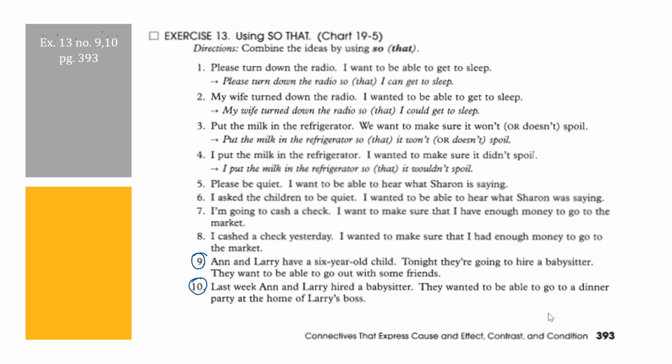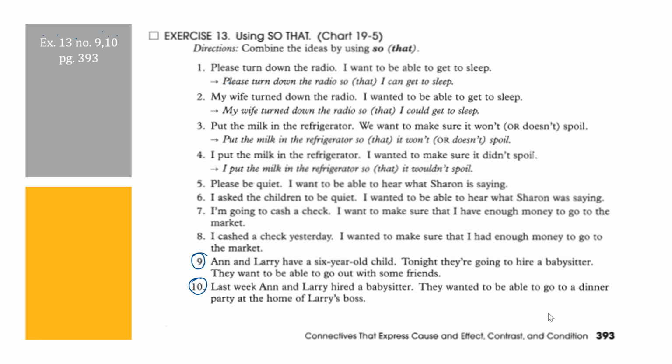Have a look at the direction. Combine the ideas by using so that. That in this case is placed in the bracket, meaning that it can be dropped. But actually so, for this exercise, is a subordinating conjunction. Have a look at the example. Please turn down the radio. I want to be able to get to sleep.